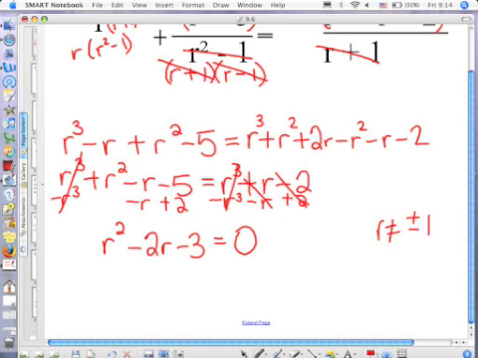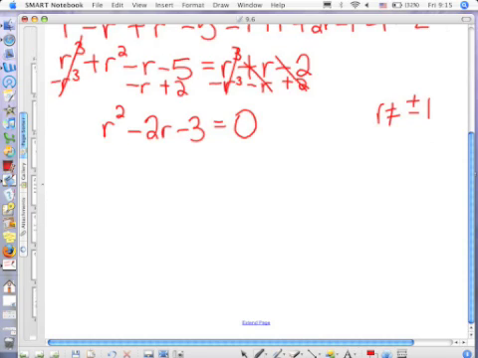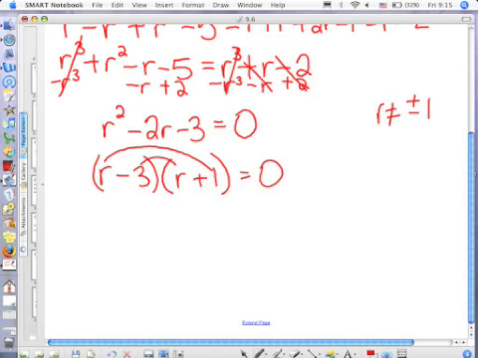Now, if this trinomial can be factored, then I'll just factor it. But if it can't, I'll use the quadratic formula. Can you factor this? Are there two numbers that multiply to give you 3 and subtract to give you 2? 3 and 1, right? Okay. Checking your middle term to make sure your signs are in the right spot. Negative 3r plus 1r gives me negative 2r. My signs are in the right spot.